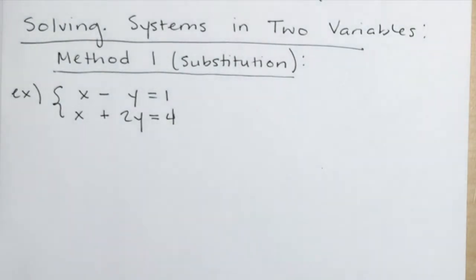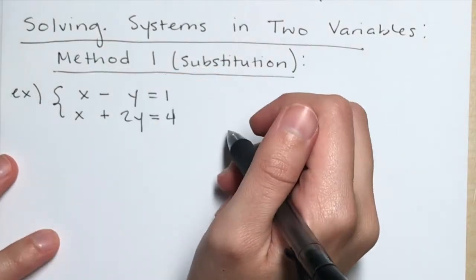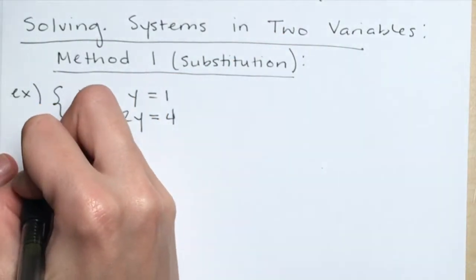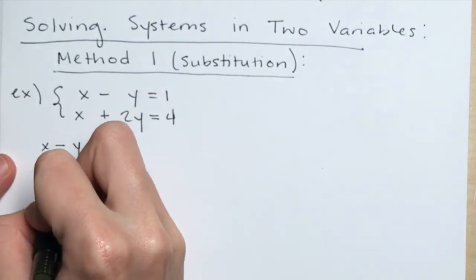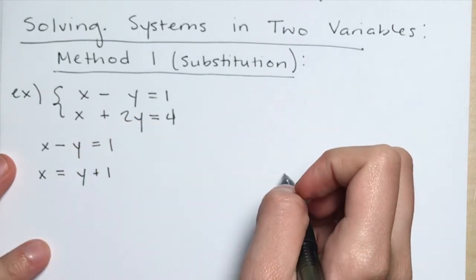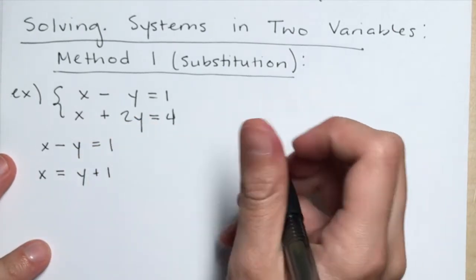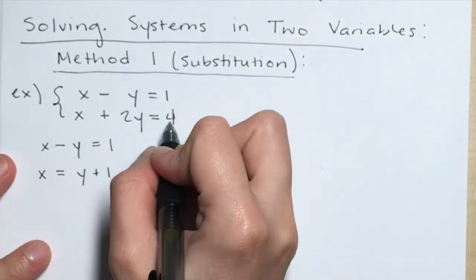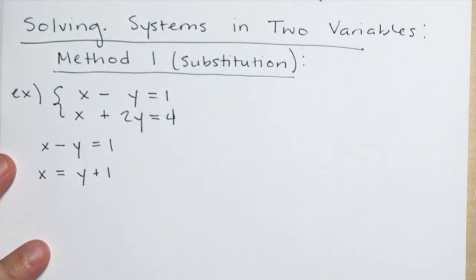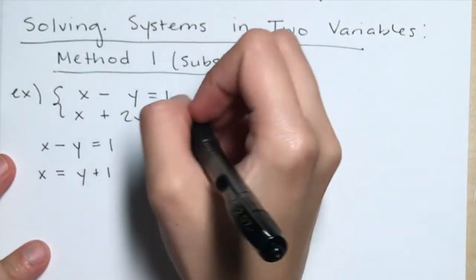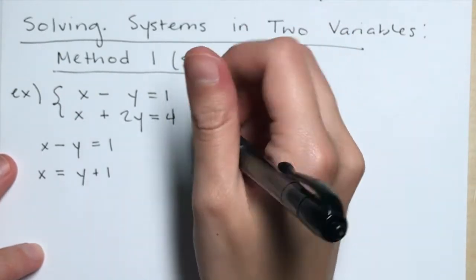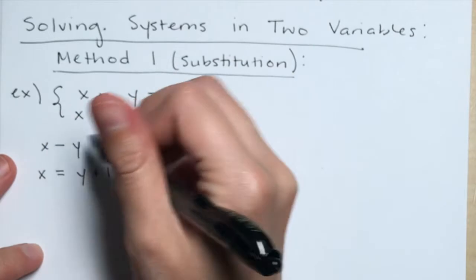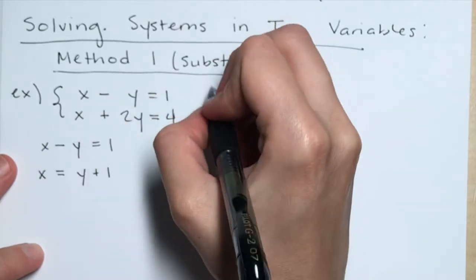All right, is there something easy for us to solve for here? Yeah, let's solve for x again. So x minus y equals 1. That gives us x equals y plus 1. Awesome. So we can plug this into the other equation. If we plug it back into the same equation, it's just going to give us something like 1 equals 1. Nothing interesting. We need interesting stuff, right? So we want to plug y plus 1 in for x in this second equation.